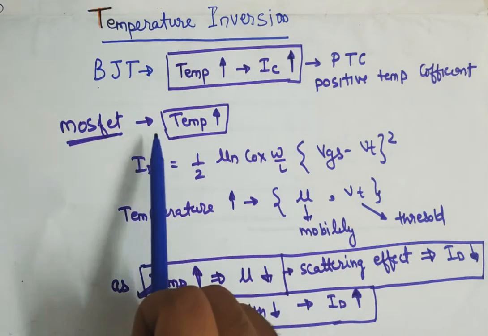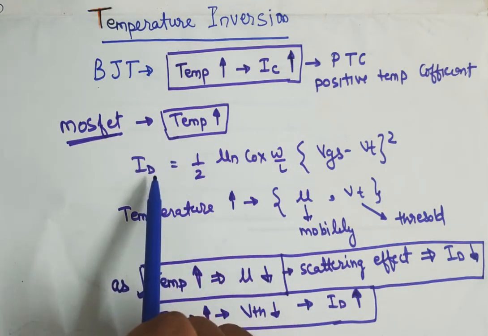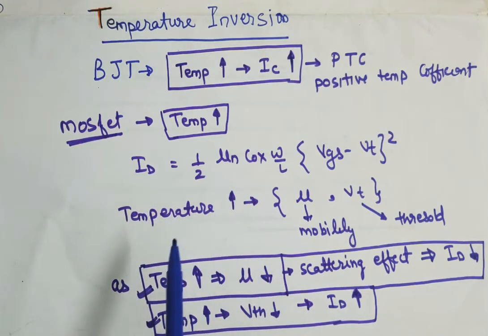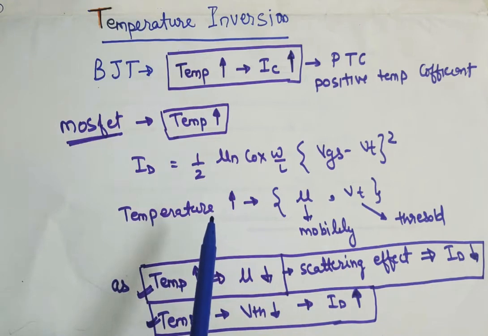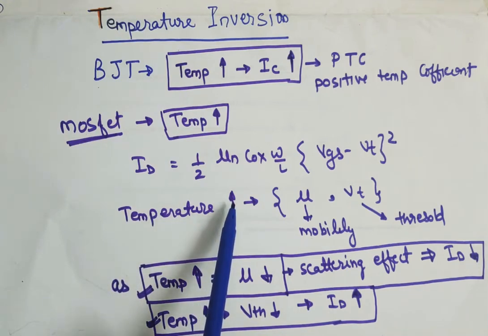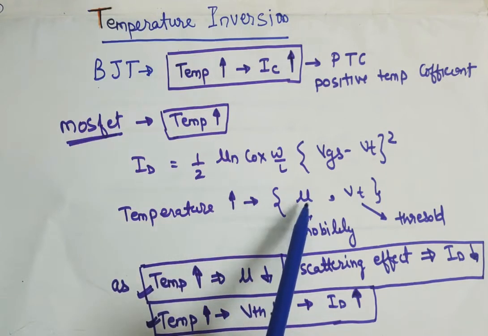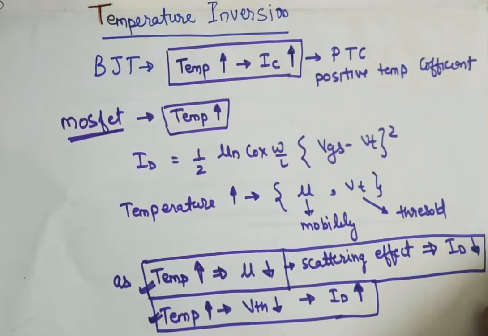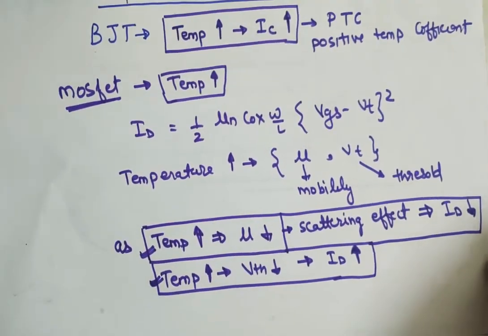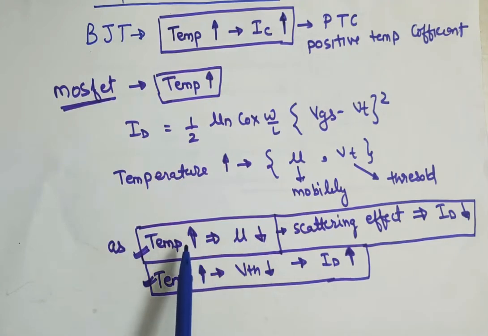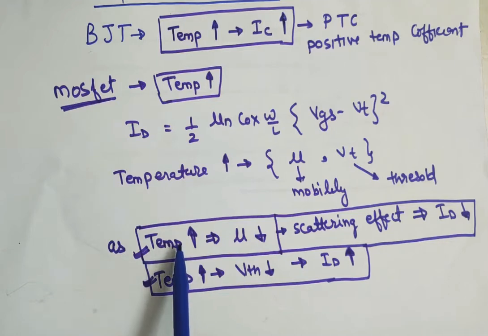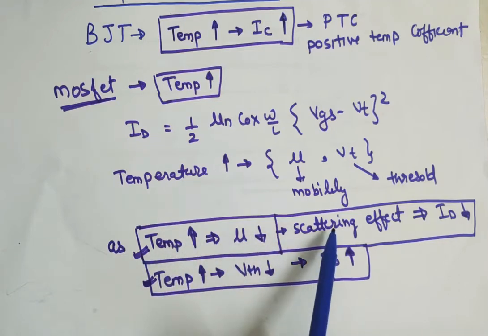But in the MOSFET, if we see the equation of MOSFET, ID equal to this term. So related to the temperature, if we are increasing the temperature, then there are two terms which are changing. One is the mobility and one is the threshold voltage, correct? As the temperature is increasing, your mobility decreases, and this is because of the scattering effect.